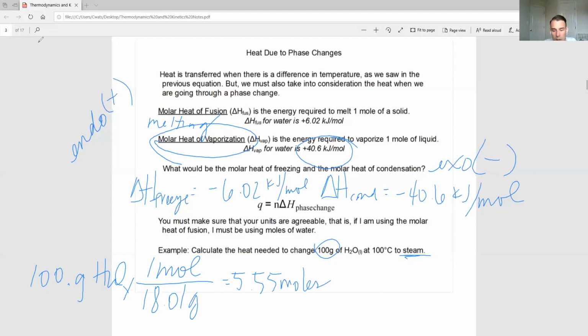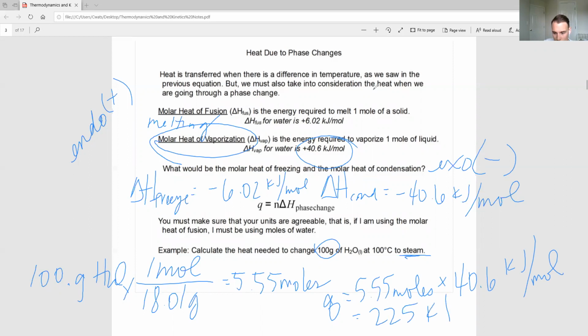So to calculate the heat needed to change it, I'm going to just do delta H is equal to, well, no, let's not do delta H. Let's keep it Q just so we're all doing the same thing. Q equals, so n, the number of moles, 5.55 moles multiplied by the 40.6 kilojoules per mole. And plug that into my calculator. That should give me, with the correct number of sig figs, 225 kilojoules. And that's how you calculate the energy for a phase change.